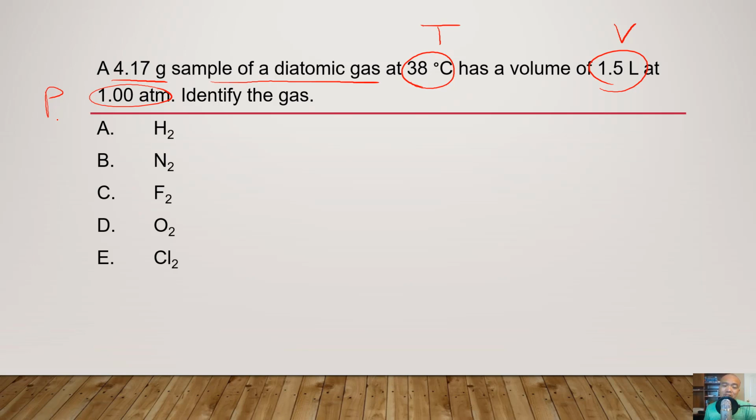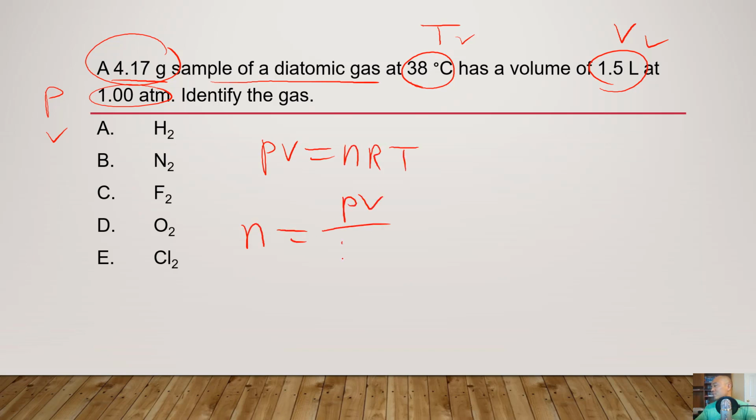Then we want you to identify the gas. How do you identify the gas? One of the important properties of a gas is the molar mass. So we can identify the gas by looking at the molar mass. We have grams over here, grams over moles gives you molar mass. So we need to find out the n first. We have three conditions known, P, V, and T. So n is not known. PV equals nRT. So n is PV over RT.